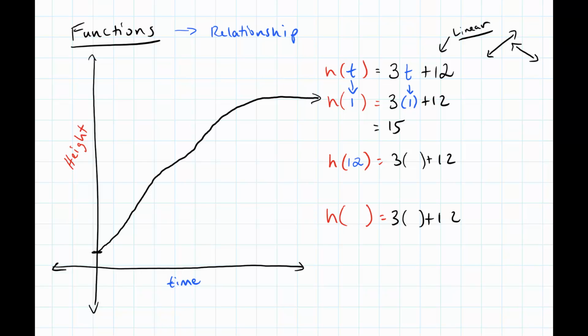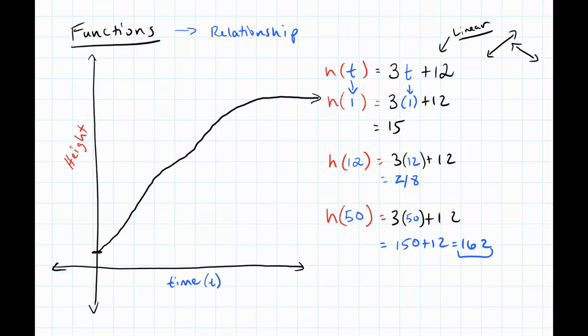So I could find my height when I'm 12 years old, or I could find my height when I'm 50 years old. Again, this is what I was talking about. 162 inches is well over 10 feet tall. Clearly that doesn't make a lot of sense, but I'm just doing this to illustrate how a function works. Now, can you think of any inputs or t values here that would not work?